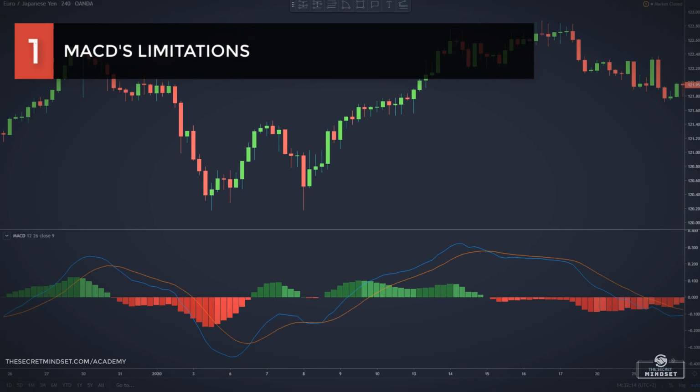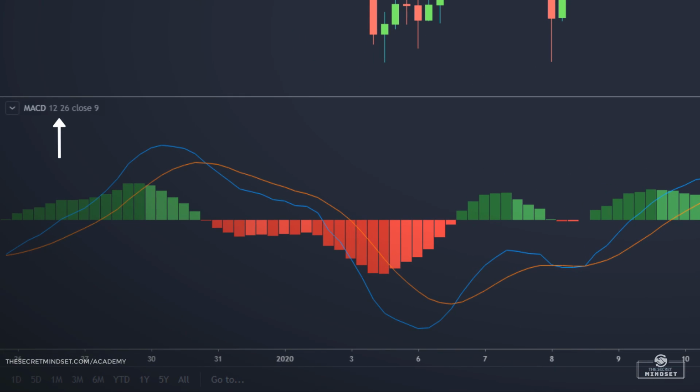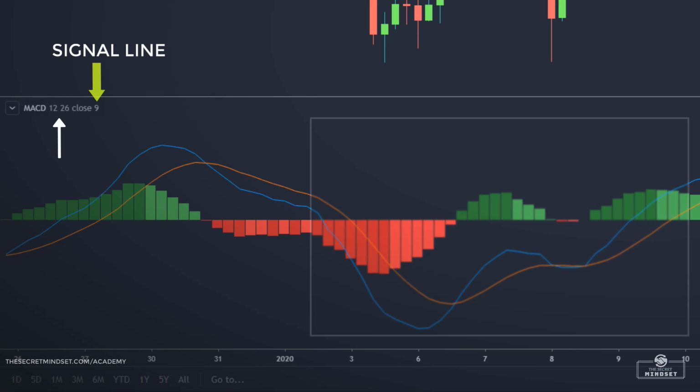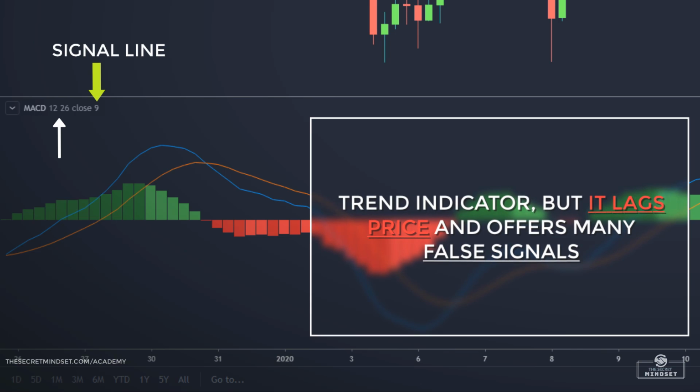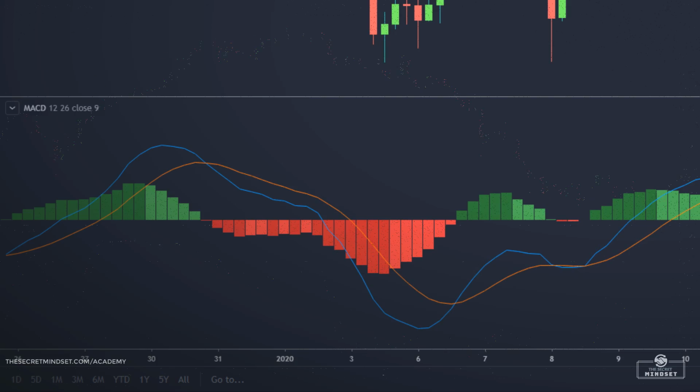The MACD follows price with its 12 and 26 period exponential moving averages and the 9-day EMA signal line. In its capacity, it's a trend indicator, yet it is lagging because it doesn't always lead prices and is prone to false signals, especially in fast-moving markets. So you have to adjust the settings to satisfy your price and market objectives.